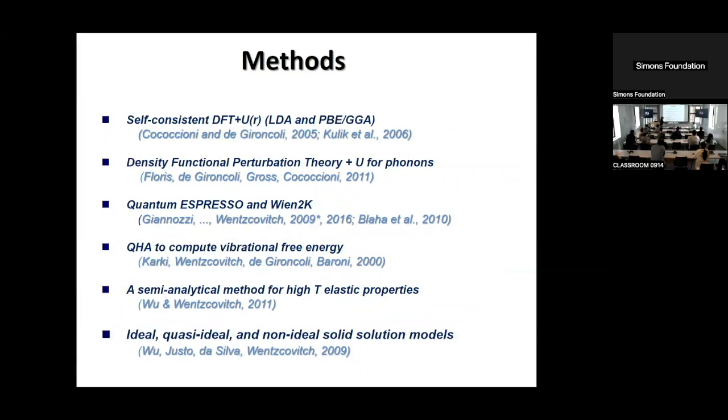Density functional perturbation theory for DFT plus U, and some all-electron calculations for Mössbauer quadrupole splitting. The quasi-harmonic approximation is also not new, but today you would use quasi-particle phonon dispersion, temperature-dependent phonons, for these calculations, and we have been using them. And what is most crucial here was the semi-analytical method to calculate high temperature elasticity that we developed.